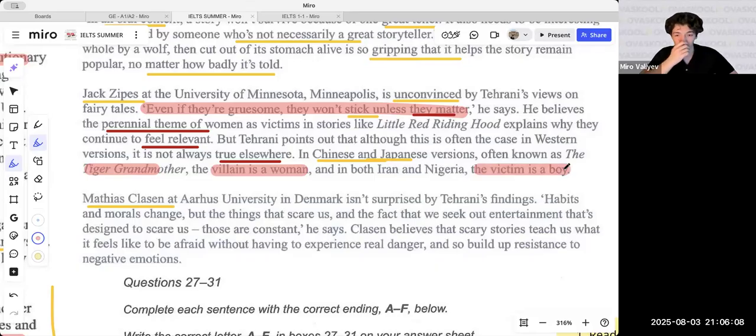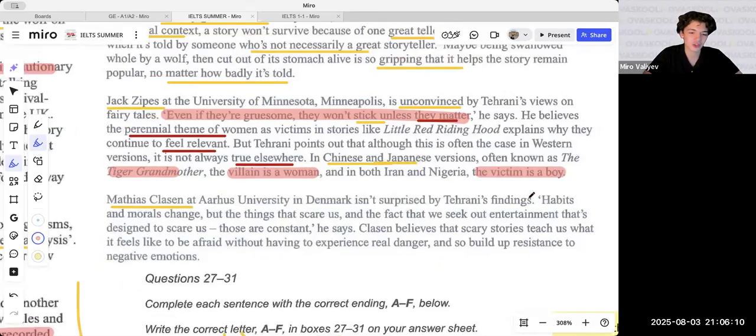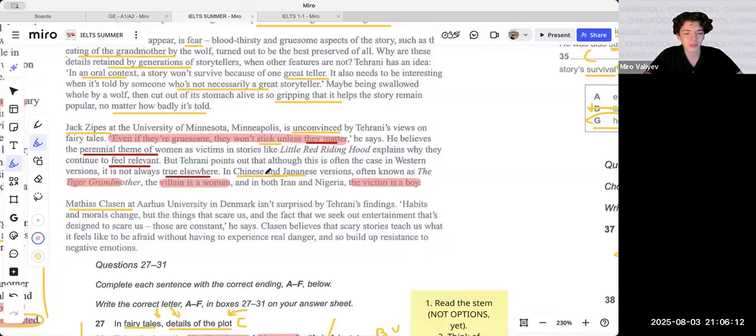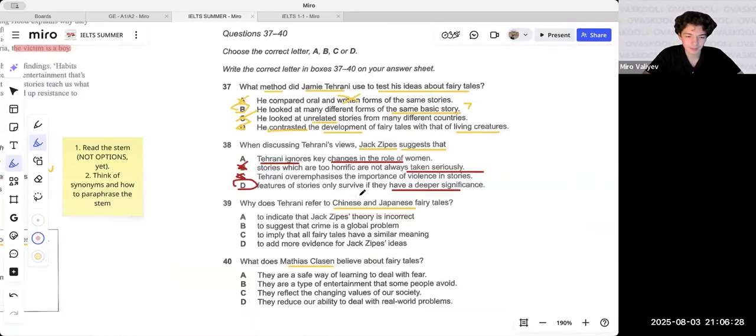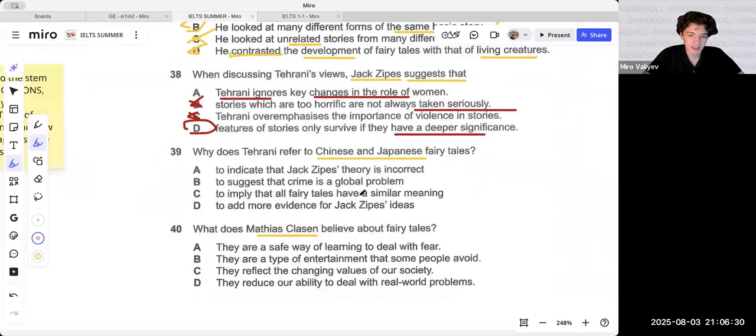Yeah, you see, so it's not about gender, right? It's not gender related. That's why Tehrani showed Chinese and Japanese versions, where the villain is actually a woman. She's not a victim, she is a villain. And in Iran and Nigeria, the victim is actually a boy, not a girl. So let's read the options.